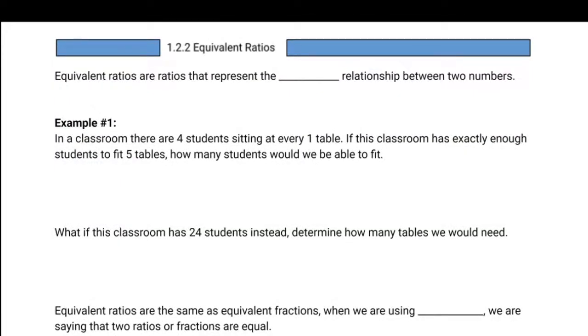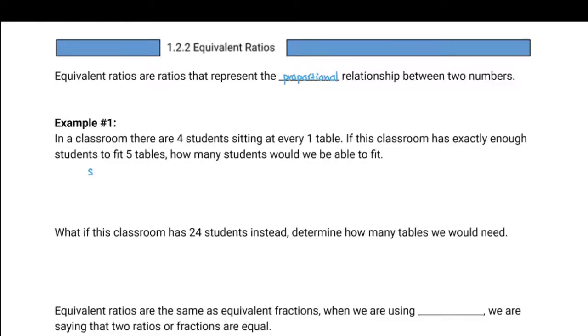So now let's get into equivalent ratios, as this is important when understanding proportional relationships. Equivalent ratios are ratios that represent the proportional relationship between two numbers. So let's take a look at our first example. In a classroom, there are 4 students sitting at every one table. If this classroom has exactly enough students to fit 5 tables, how many students would we be able to fit?